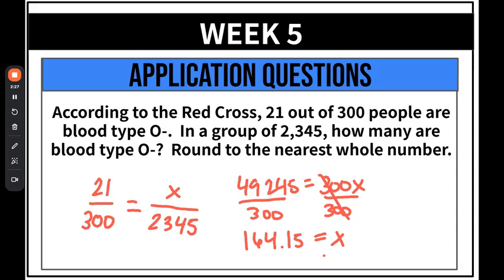Now, when we look back at the question, it is asking us to round to the nearest whole number. So to do that, I come down to my answer. I'm going to look at the ones place here, and I'm going to look to the right, and we see this number is less than 5, so it's going to become a 0, and this 4 is going to remain the same. So our answer is going to be 164 people are going to have the blood type O negative.